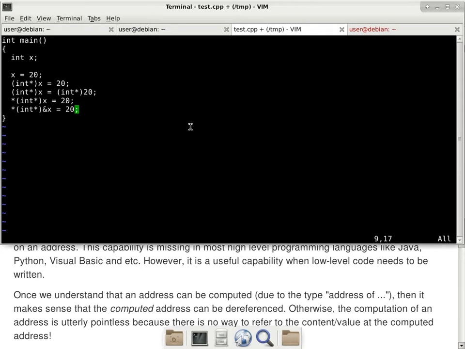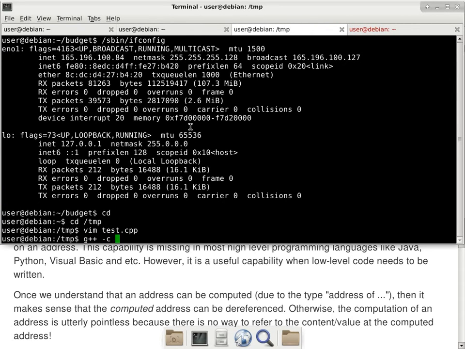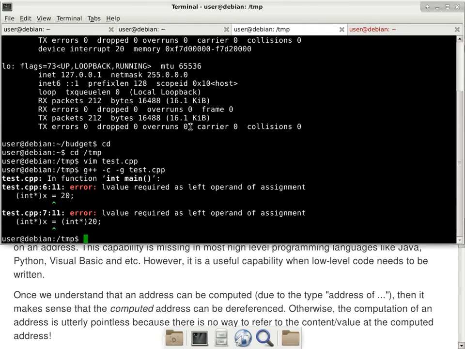Okay. The first thing we'll do is compile the program and confirm that one of these will have a problem. The compiler is not going to like it. All right, so save the program and then say g++ -c -g, which is not really needed because it's not going to compile. And sure enough, it gave us 2 errors.